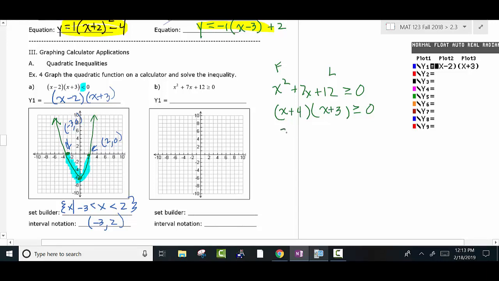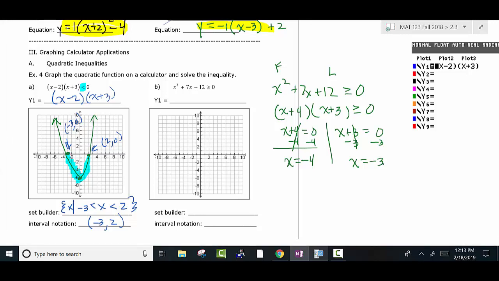Then what you'd want to do is just set each of those factors equal to 0, like we've learned how to do with the quadratic equation. Solve those two equations, which you can do in your head. That would give x is negative 4. And same thing here, you don't have to write the step because you can do that in your head. You'd get x equals negative 3. Now I'm going to show you what's going to come out on the calculator. You can do this pretty much without a calculator if you want to.